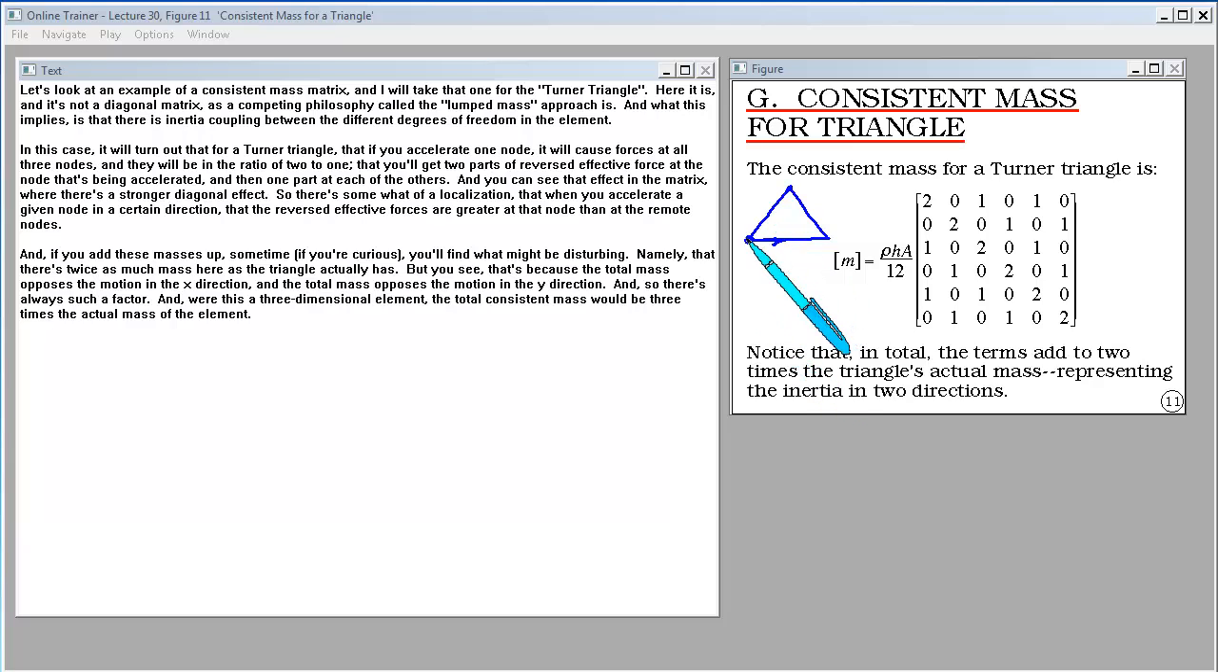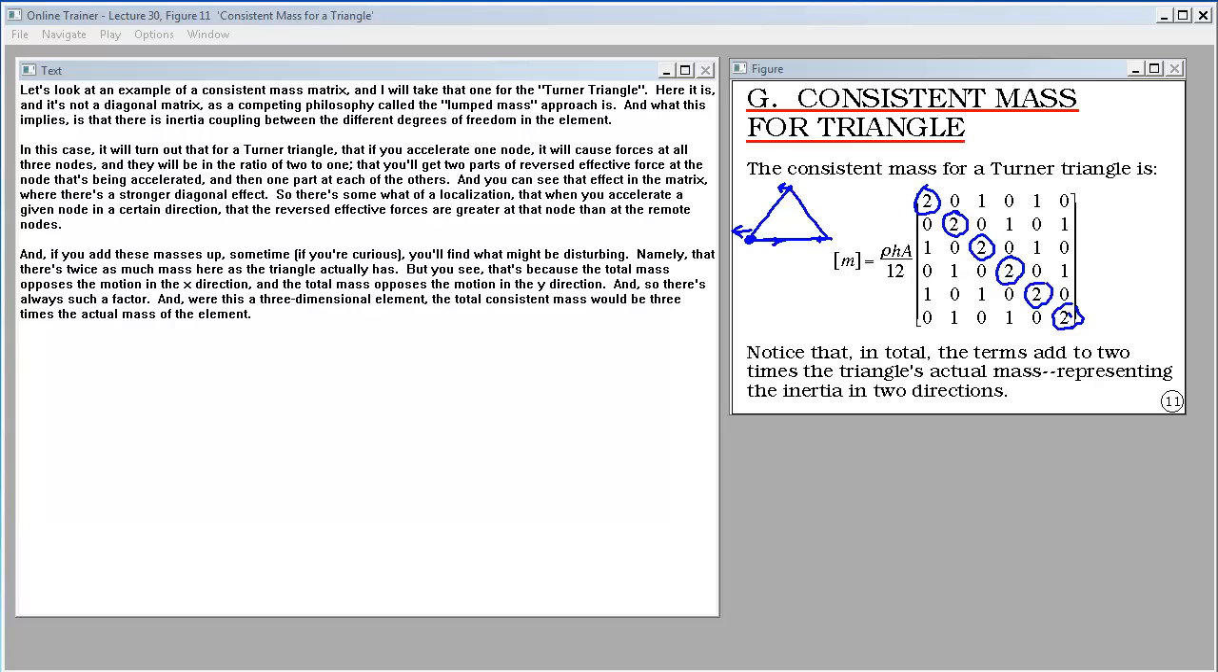And they will be in the ratio of 2 to 1, that you'll get 2 parts of reversed effective force at the node that's being accelerated, and then 1 part at each of the others. And you can see that effect in the matrix, where there's a stronger diagonal effect. So there's somewhat of a localization: when you accelerate a given node in a certain direction, the reversed effective forces are greater at that node than at the remote nodes.